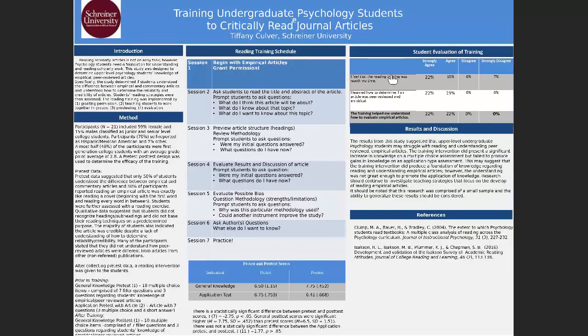I also asked the students whether or not they enjoyed the training, and whether they felt it was worthwhile, and I had all of the students strongly agree that it was worthwhile. In terms of my results and my discussion, what we can infer from this study is the fact that we need to expose our students more to empirical articles. We need to spend time explaining this to them.